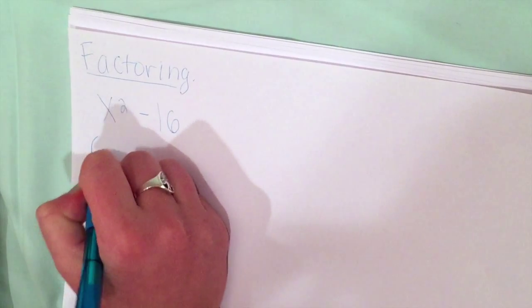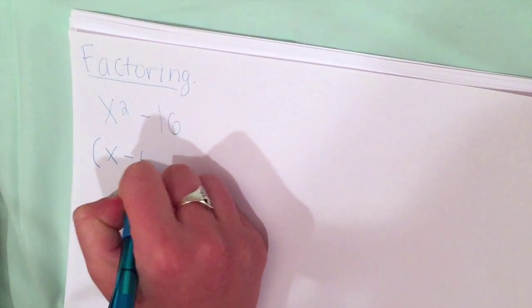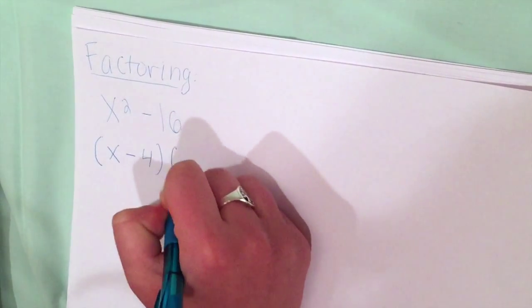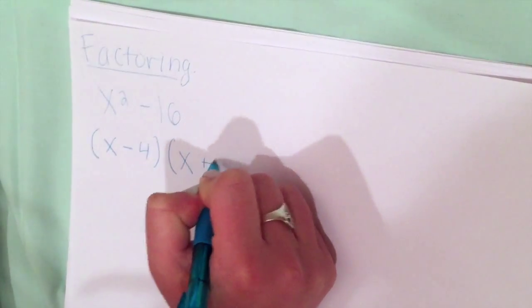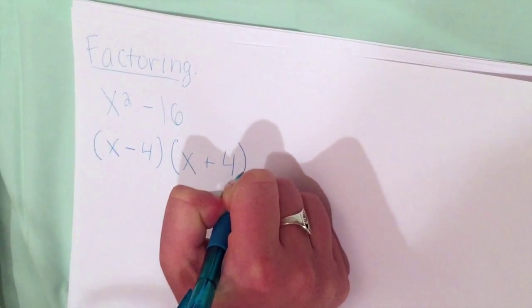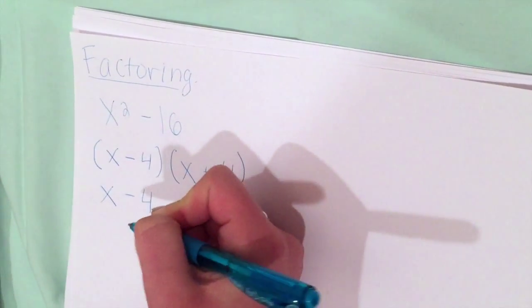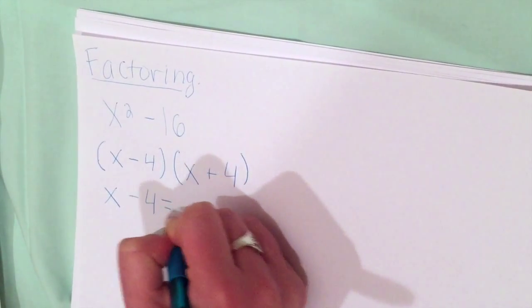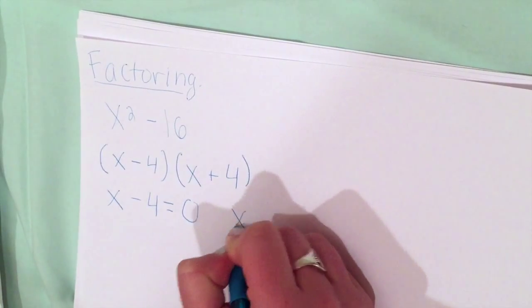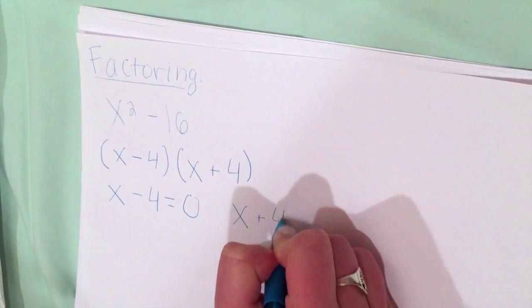This perfect square equation is x squared minus 16. To factor this, you take the numbers that multiply to equal both terms. The first parentheses is x minus 4, and the second parentheses is x plus 4. X times x equals x squared, and negative 4 times 4 equals negative 16.